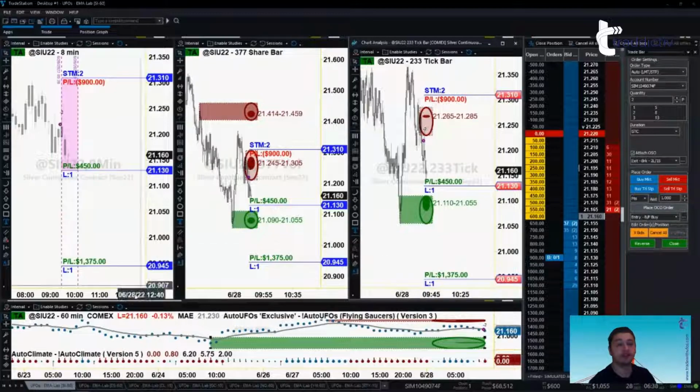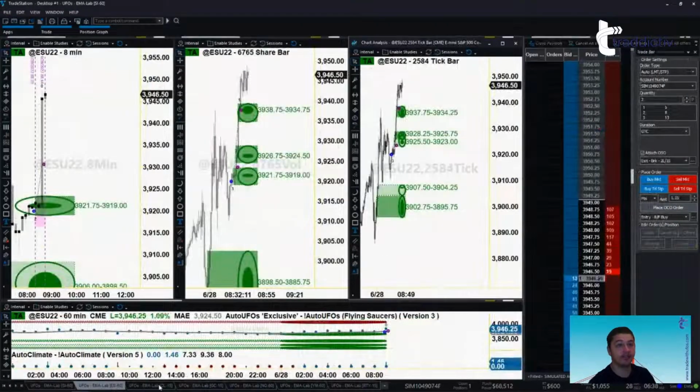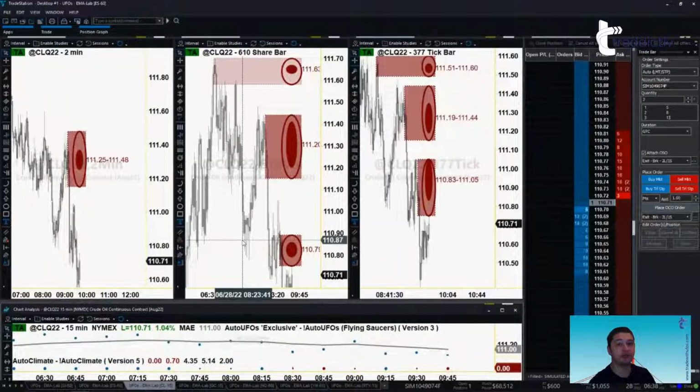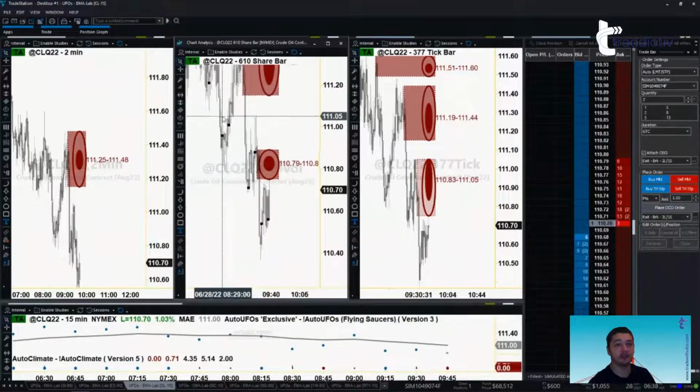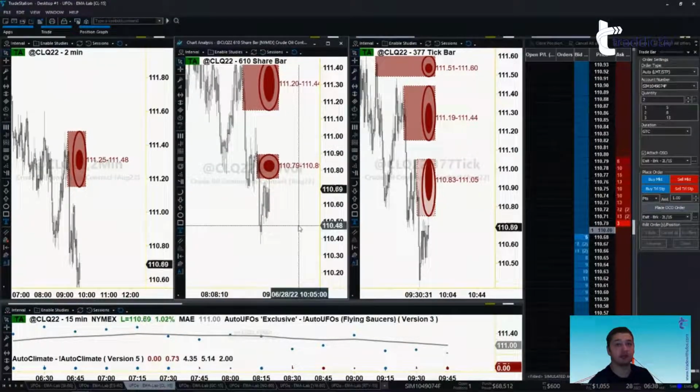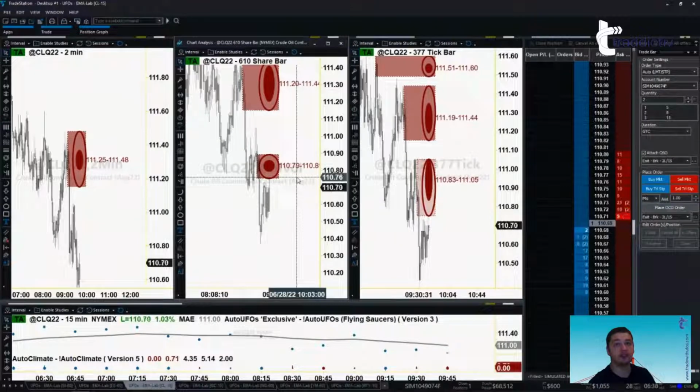Come on, Silver. Give us something here. Technically speaking, we're not supposed to be taking any trades until we have a confirmation. Oh man, did we just miss this? No. Oh my god. Yep, that's what it is.